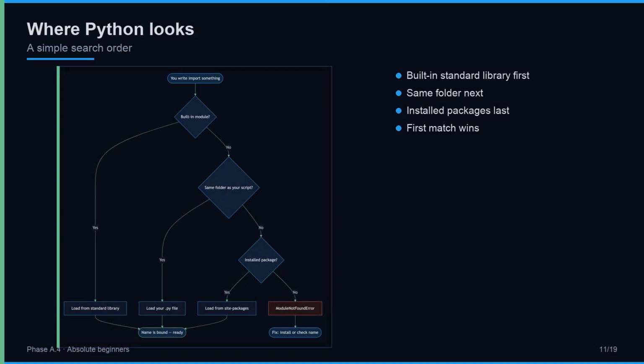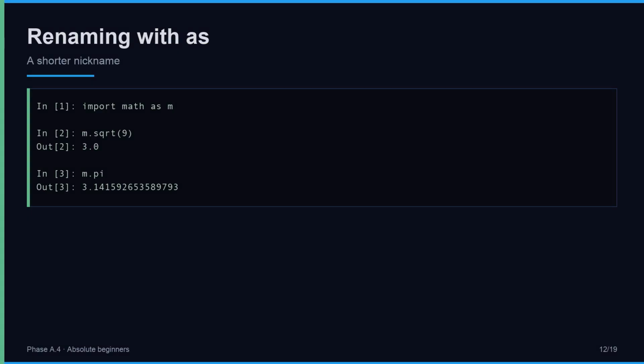When you write import something, Python looks in a fixed order. First, the built-in modules, things like math that ship with Python. Second, the same folder as your script, your own .py files. Third, the installed packages, third-party libraries you installed. Python takes the first match it finds. This is why you should not name your file math.py, it would shadow the real math module and confuse everyone. First match wins.